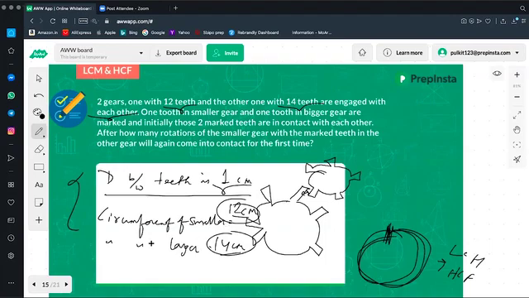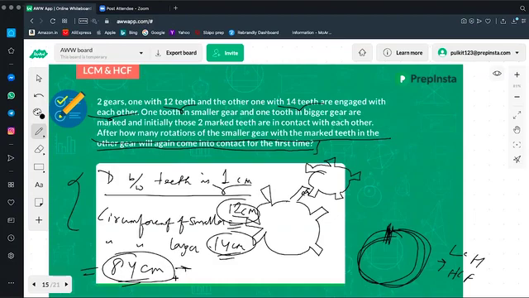The LCM for 12 and 14 is 84. So we are finding for 12 centimeter and 14 centimeter. So that means 84 centimeter. Now the question is, after how many rotations of the smaller gear will the marked teeth in the other gear again come into contact for the first time? So basically they have to rotate for 84 centimeters to come into contact again.